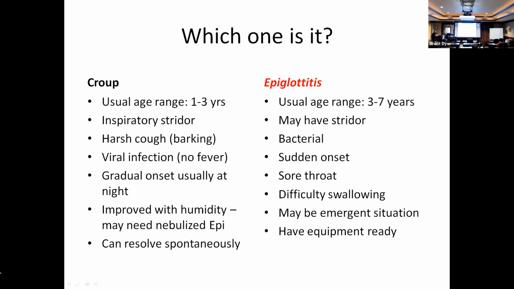And croup creeps up. Croup is a creeper. He rolls up on you slow. He creeps up on you. It's like a ninja. So it's a gradual onset, usually at nighttime.